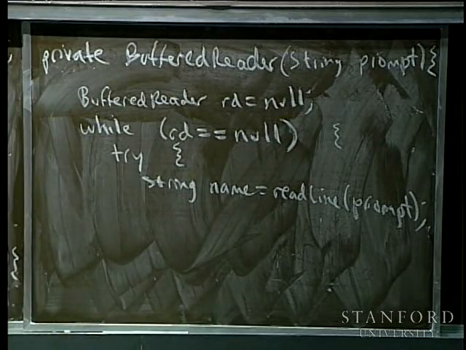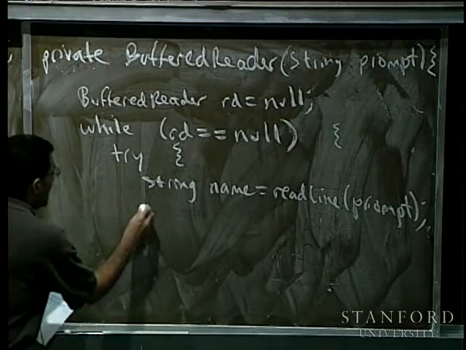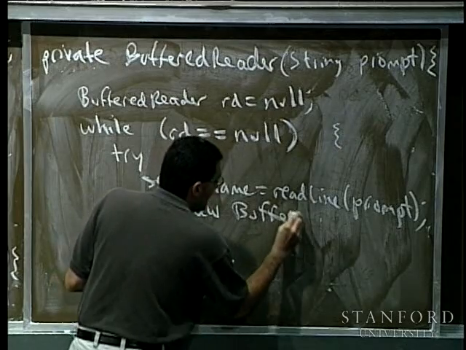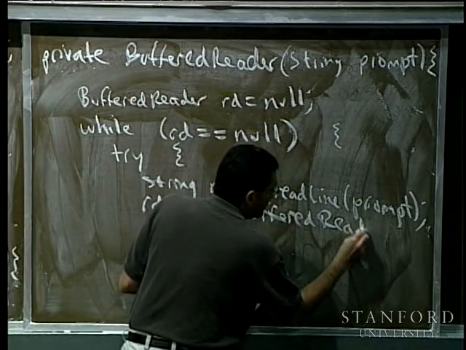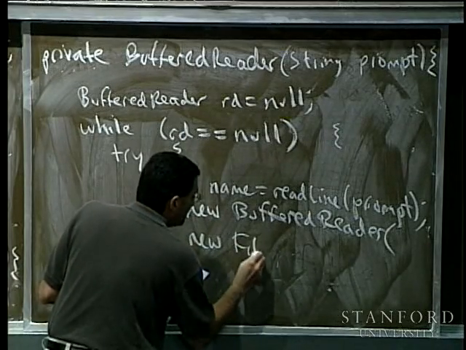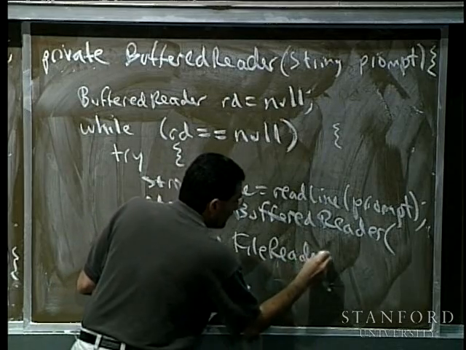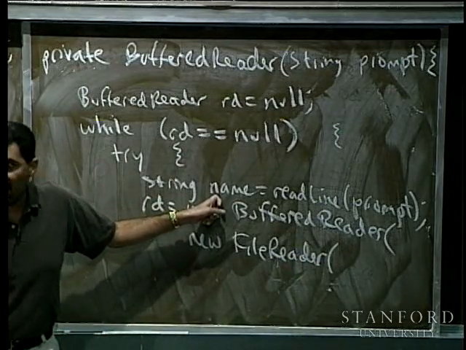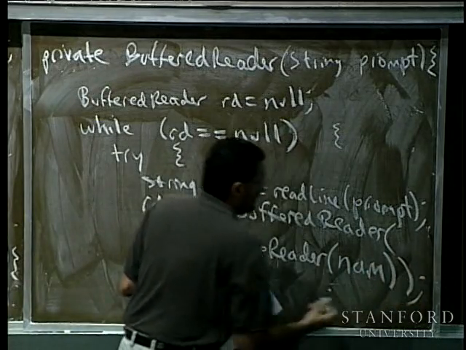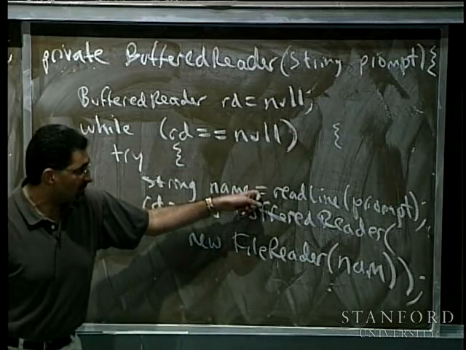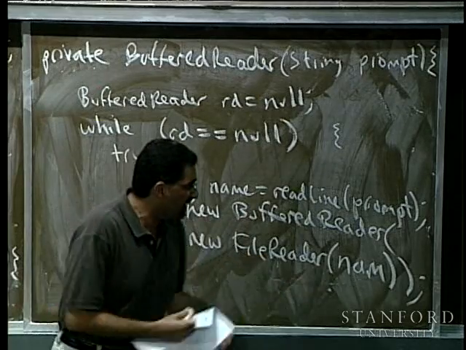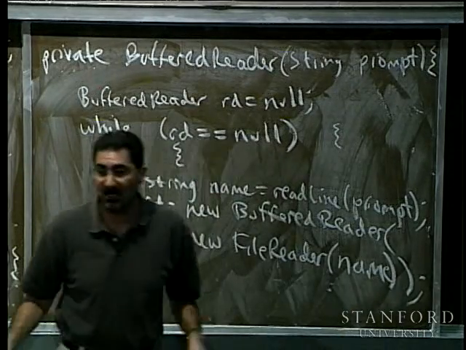Now here comes the dangerous part. I want to create the buffered reader. So I say rd equals new buffered reader. And the parameter I'm going to pass to a buffered reader is new file reader. And the parameter I'm going to give to the file reader is whatever file name the user gave me. So this is just name. So what this is going to try to do is whatever the user gave me, it's going to try to create one of these new buffered reader objects that corresponds to the file with that name that's actually on disk.